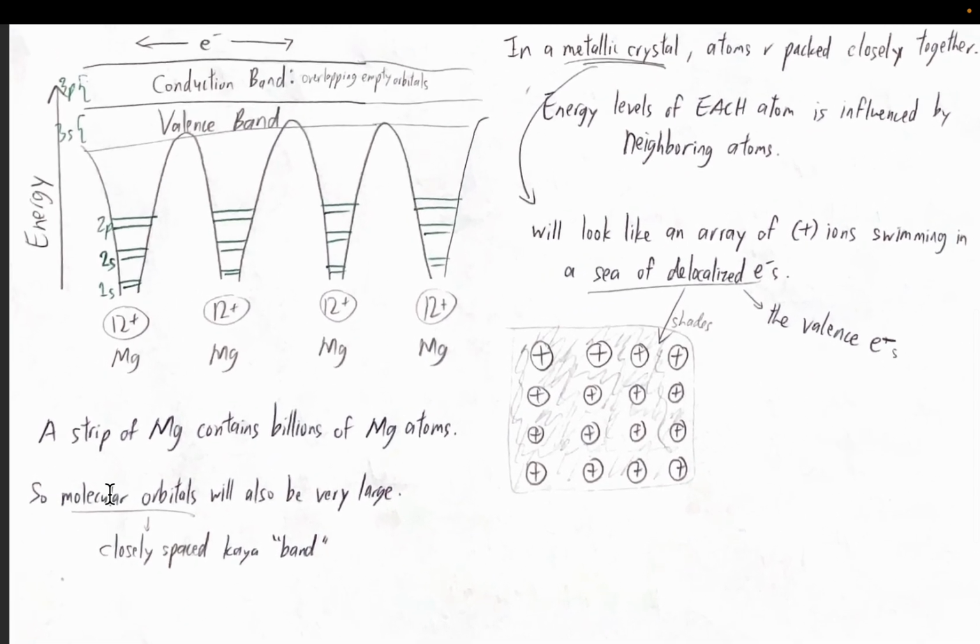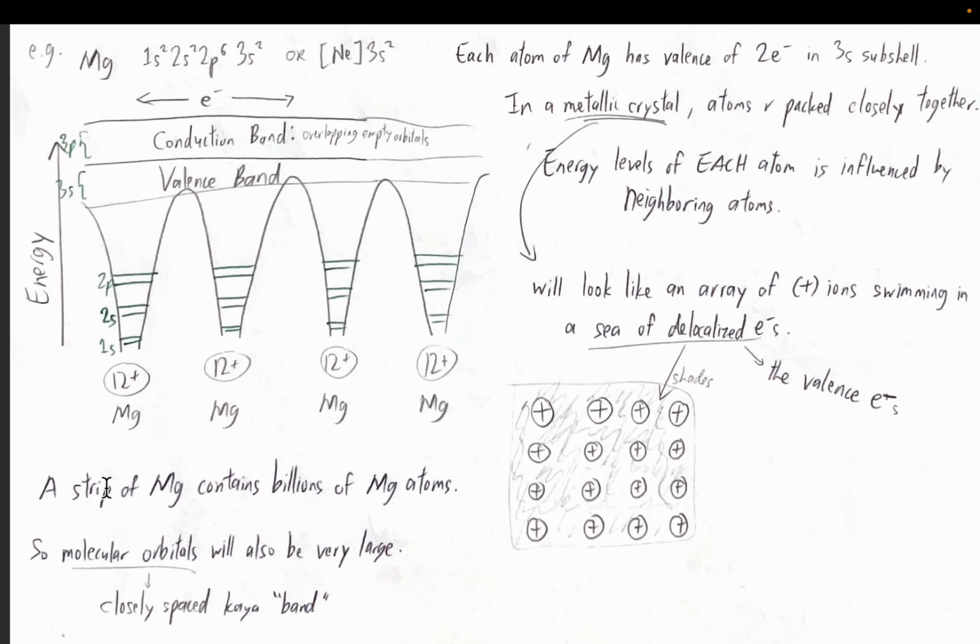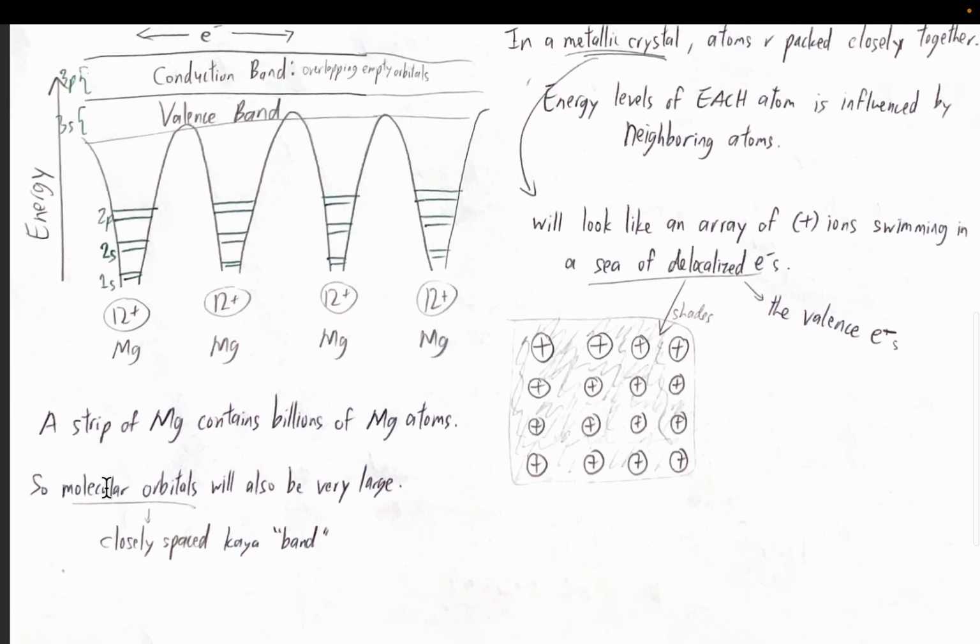A strip of magnesium contains billions of magnesium atoms, so molecular orbitals will also be very large. These molecular orbitals are closely spaced, that's why they're called bands.